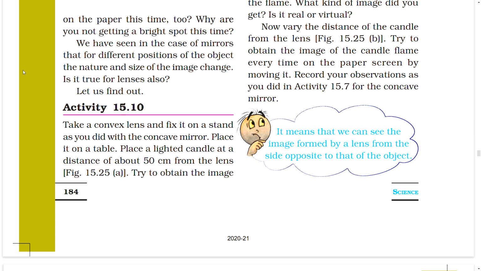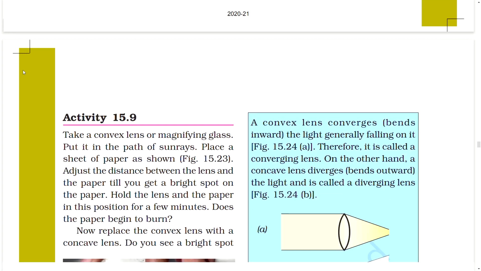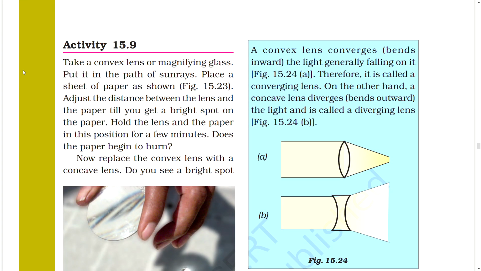Activity 15.10. Take a convex lens and fix it on a stand as you did with the concave mirror. Place it on a table. Place a lighted candle at a distance of about 50 cm from the lens. Figure A. Try to obtain the image. A convex lens converges, bends inward, the light generally falling on it. Therefore, it is called a converging lens. On the other hand, a concave lens diverges, bends outward, the light and is called a diverging lens. Figure B.